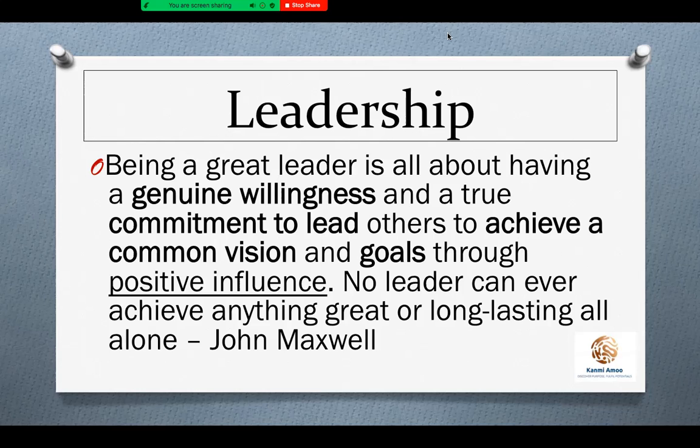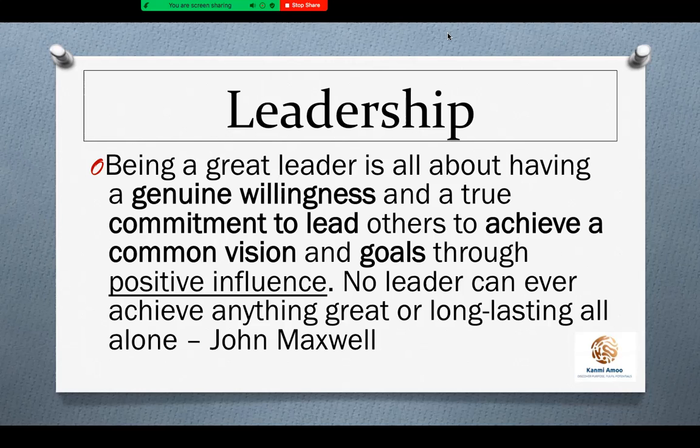If a leader is not committed to the vision, followers will not also be committed to the vision. What you give in leadership, you get. So great leaders are totally committed to a vision. And that is why their followers also are committed to the vision. Beyond vision, they now break down the vision into small bits called goals. Leaders break down the vision into achievable, practicable objectives that we call goals. And they drive the entire enterprise towards this vision and this goal through positive influence.